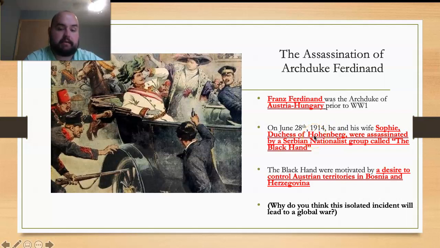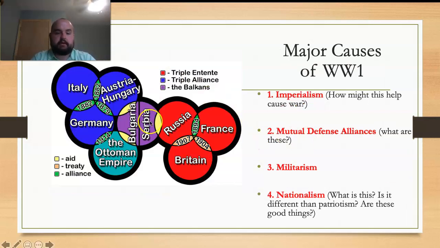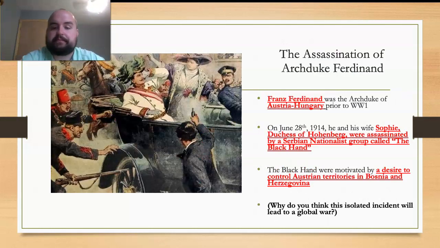called the Black Hand. If you go back to this mutual defense alliance chart, you can see here that Serbia was allied with Russia, France, and Great Britain. They were officially a part of the Austria-Hungary Empire. So essentially they were trying to fight for independence, like many of the other groups we've talked about in the past. So again, like I said, they were motivated by a desire to control Austrian territories in Bosnia and Herzegovina.